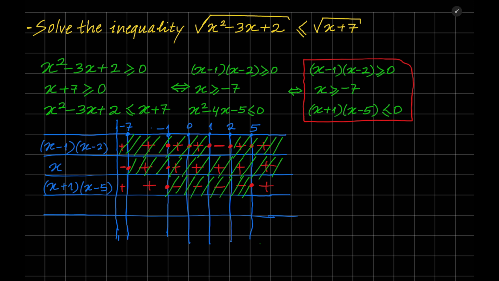As you can see here, x is an element of -1 and +1, union 2 and +5. That's the answer. I hope it's clear.